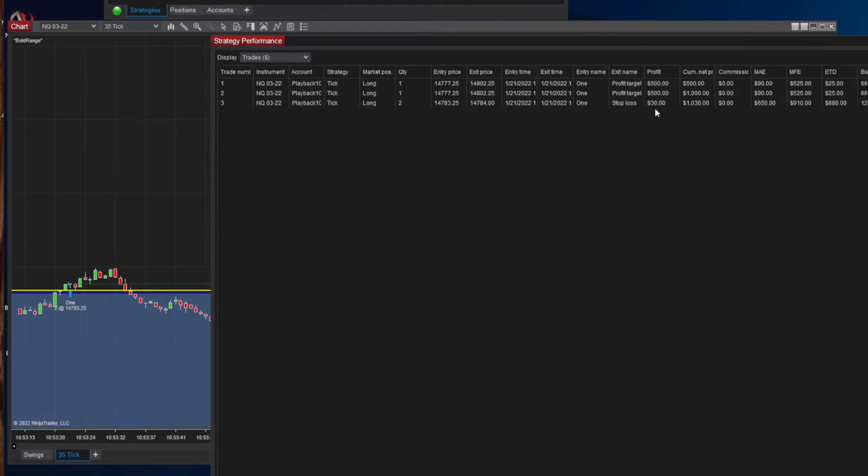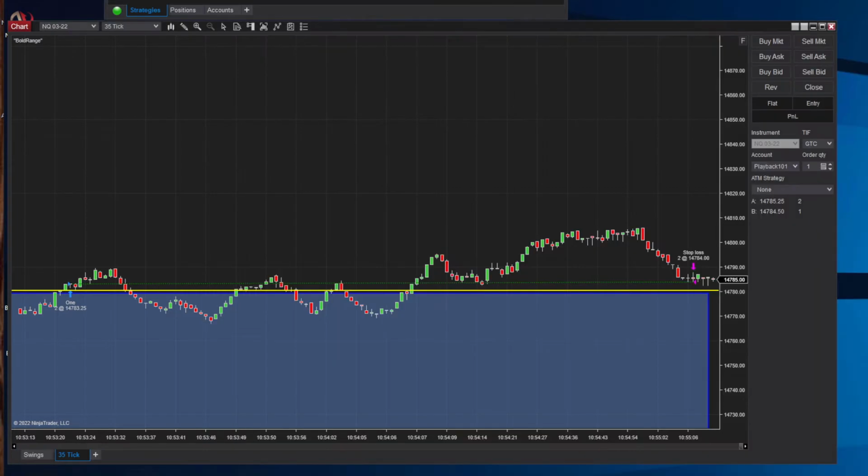And then the second trade, we got out at the stop loss. See here it says stop loss instead of profit target. We got out at the stop loss, but it was a green stop loss because it's in the green 5 ticks, and I made $30. So now I'm still 100% on the day, but I'm up $1,030.